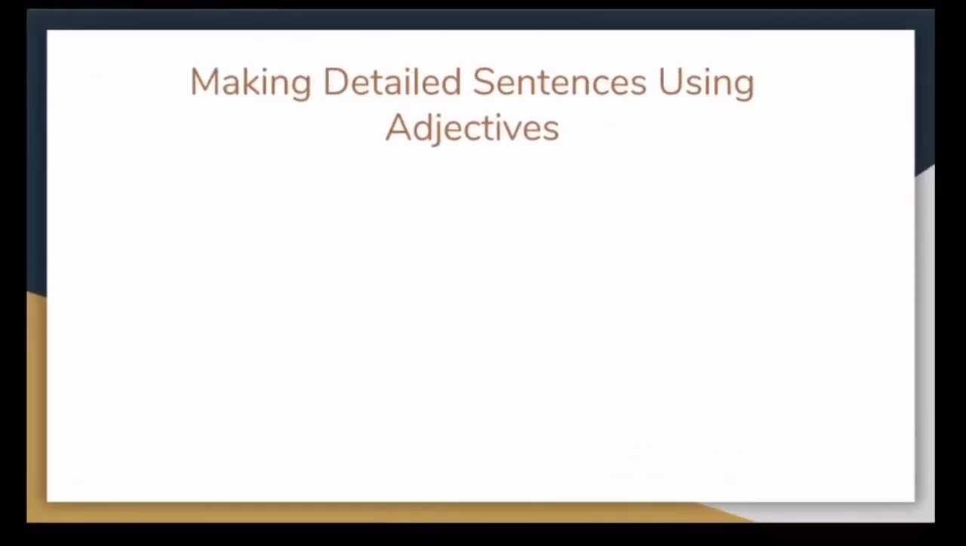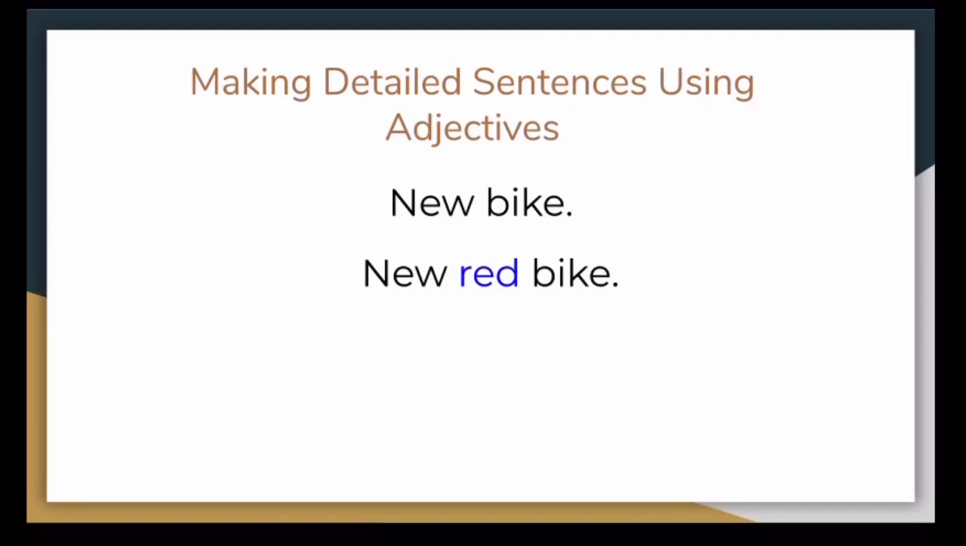Making a detailed sentence using adjectives. New bike. Repeat after me. New bike. New red bike. Repeat after me. New red bike. Big new red bike. Say it. Big new red bike.